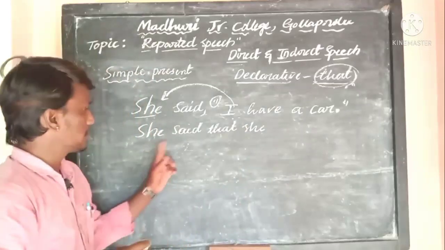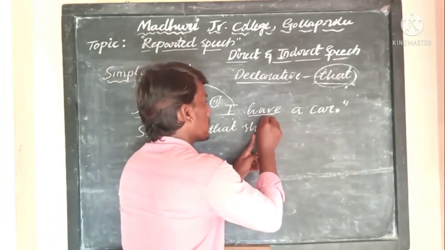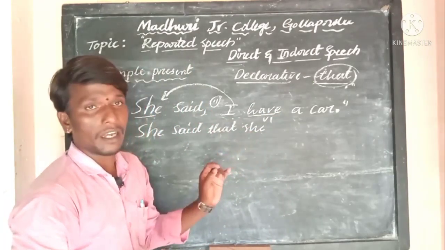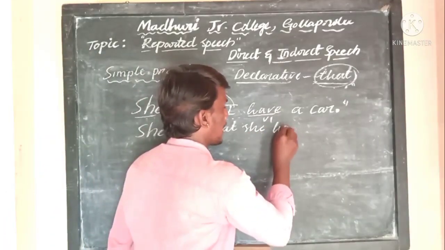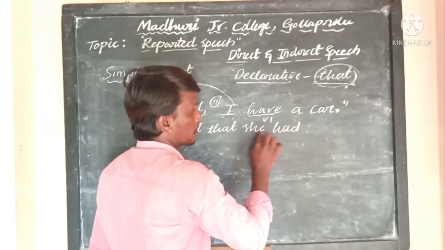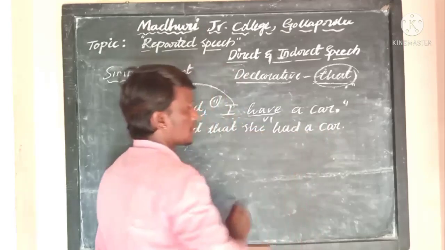She said that. Now this is V1, that means the present form of have. What is the past form of have? The past form is had. As it is in simple present tense, we should change it into the past tense. She had a car. So this is another example.